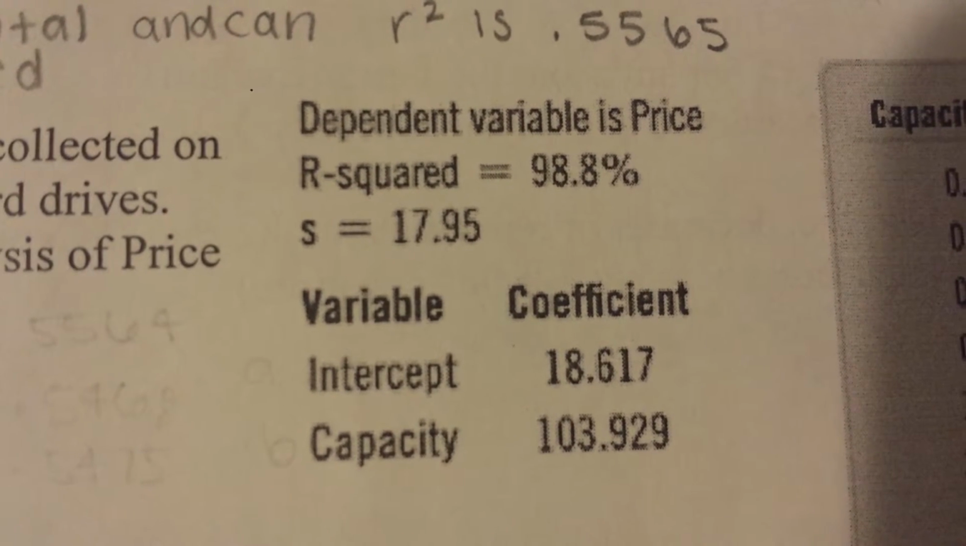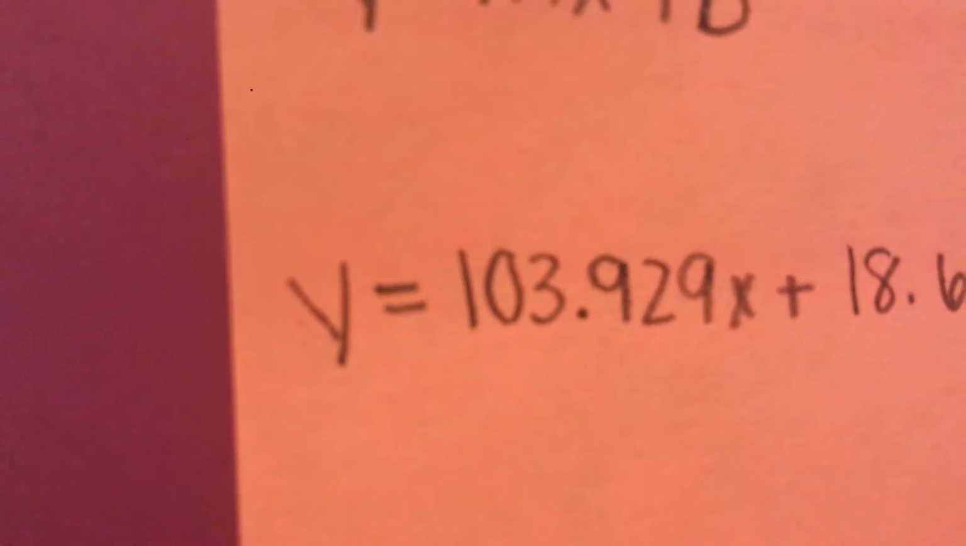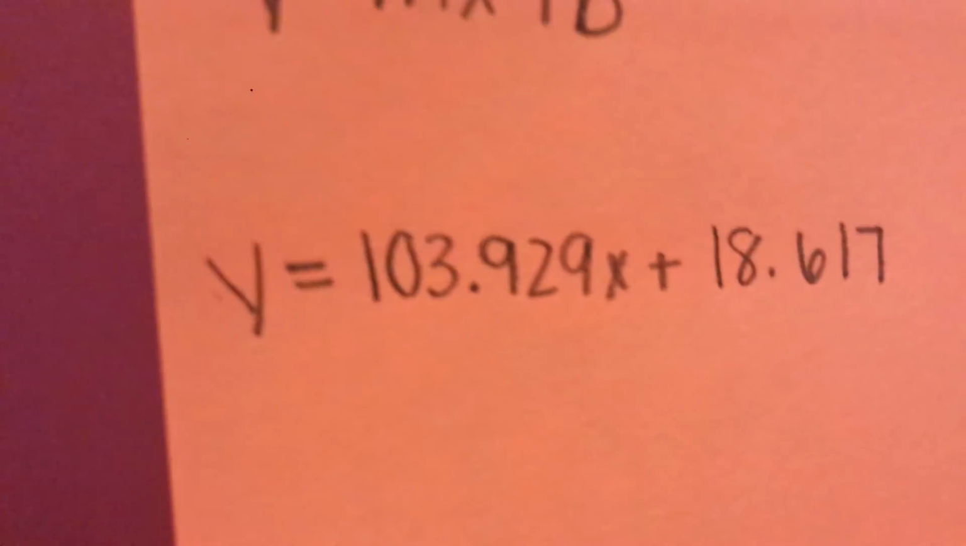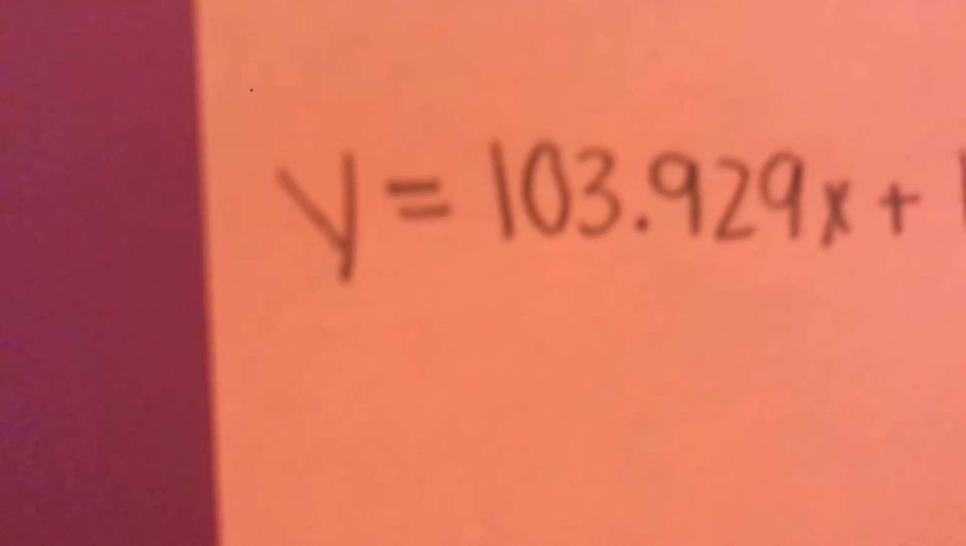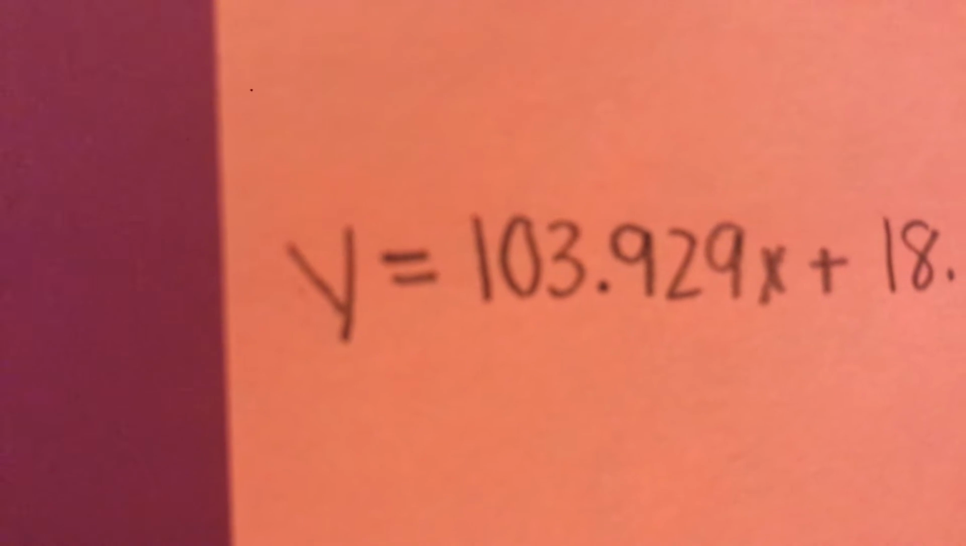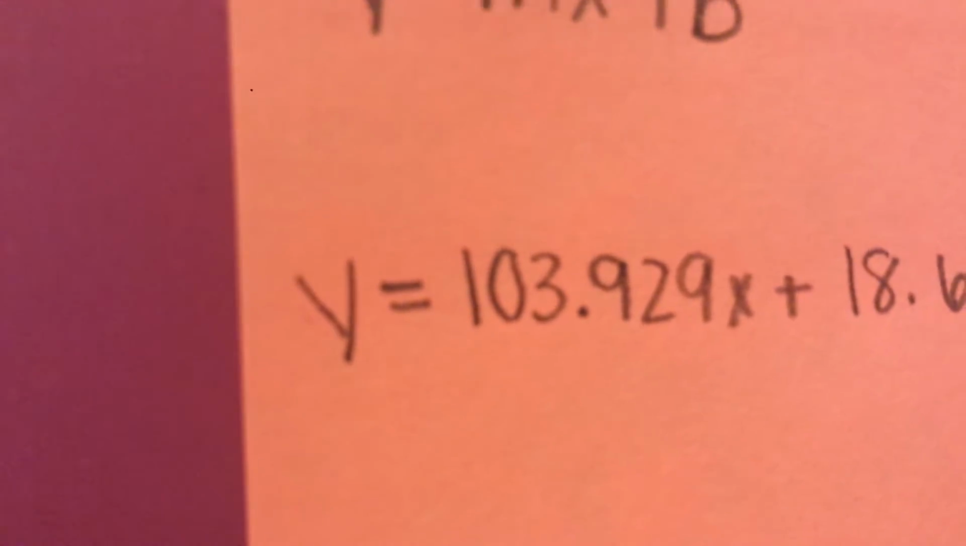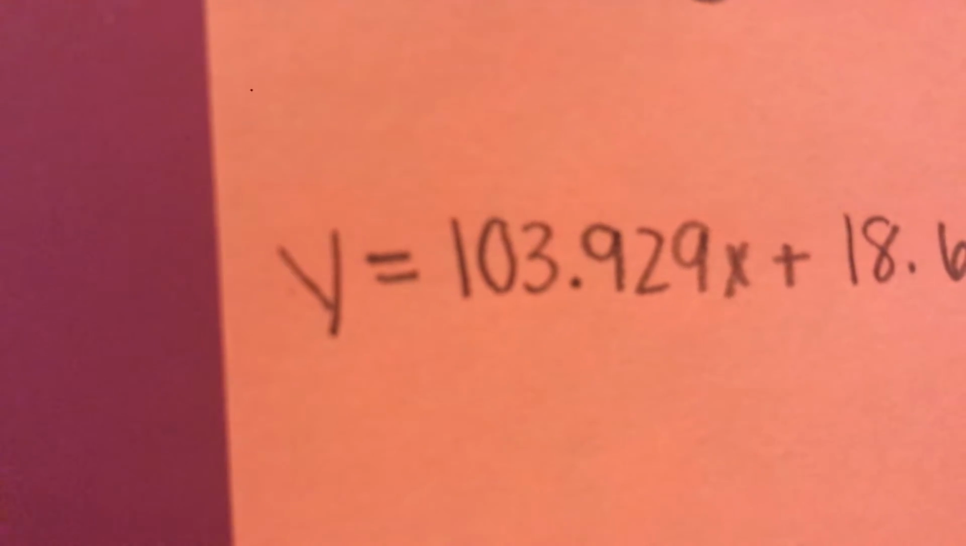B wants us to explain the meaning of the slope and the y-intercept in context. So if you look back at our equation, you can see the slope and the y-intercept. Now just looking at the slope, which is 103.929, you'll know that the slope means that for every 1 TB, the price increases $103.93.